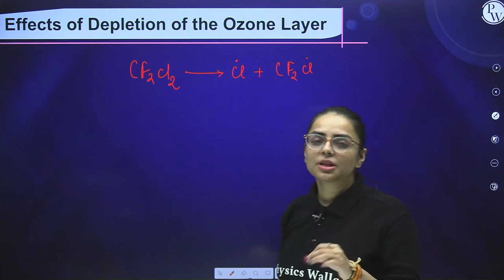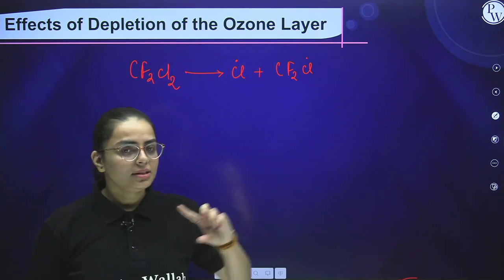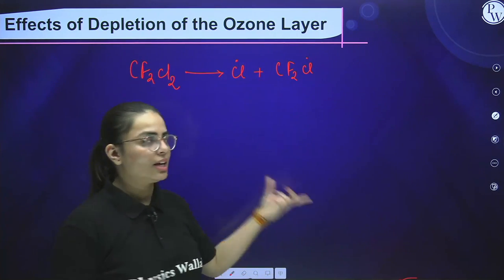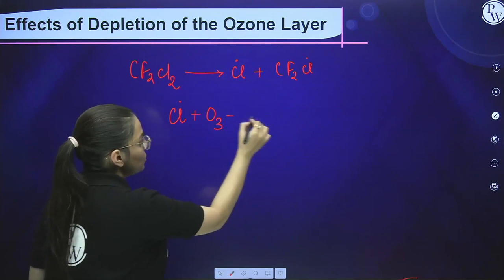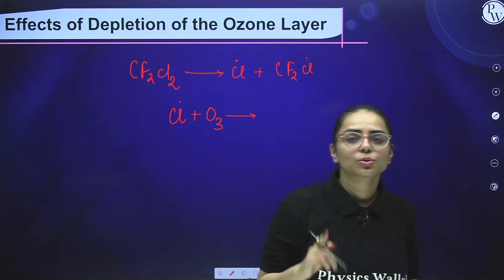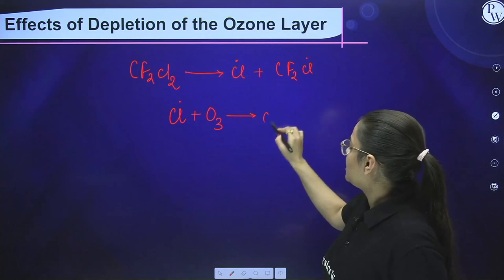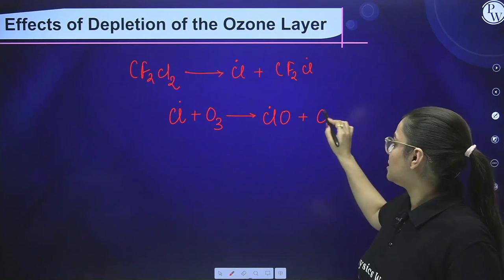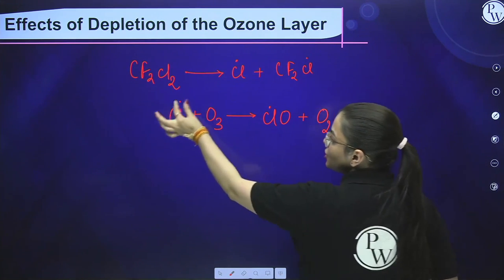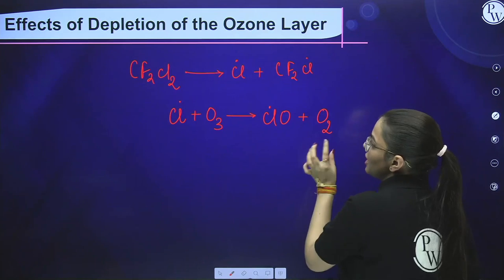Now what happens now, students? We know that there is O3 that is being produced in the previous reaction. So what will happen? This Cl radical basically combines with the ozone. Now when this is combining with ozone, it will lead to the production of ClO radical, plus O2 will be released. One oxygen will combine with this while two oxygens are left over, which forms O2.